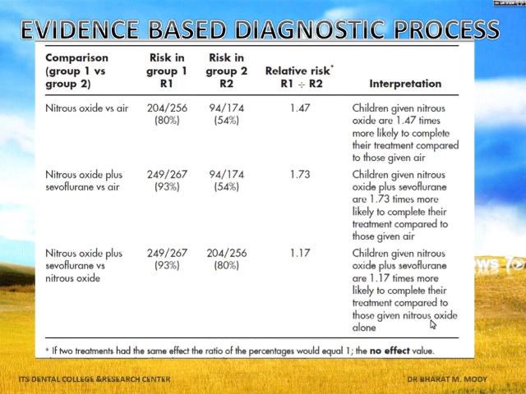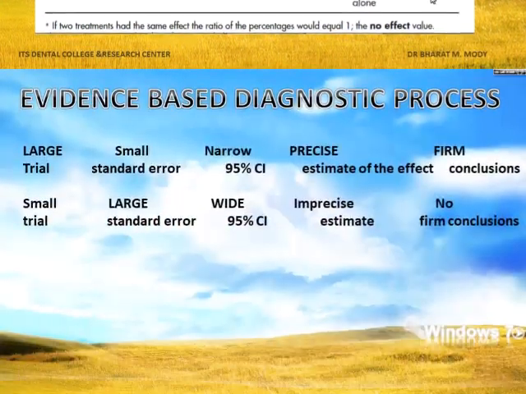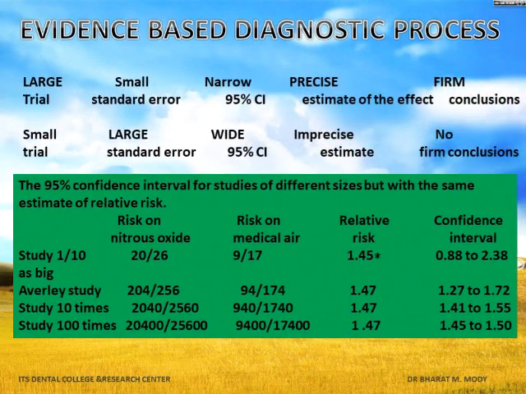So this kind of data was created here, and we could find out that nitrous oxide and sevoflurane had the best results compared to nitrous oxide and air, and compared to the other two. So whenever there is a large trial, small standard error, narrow confidence interval, precise estimation of the effect, and firm conclusion, the results are always much better.